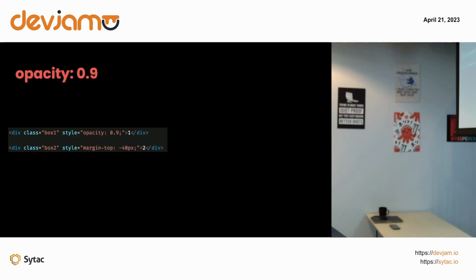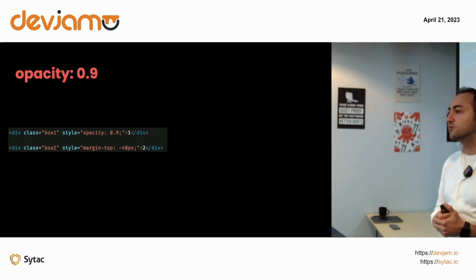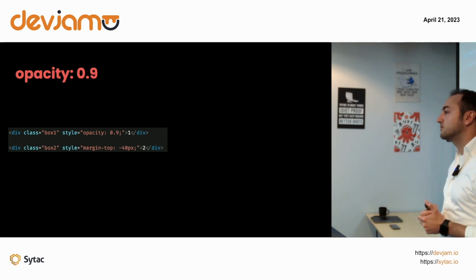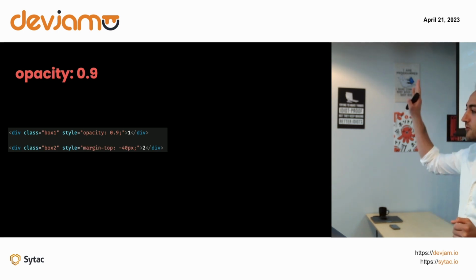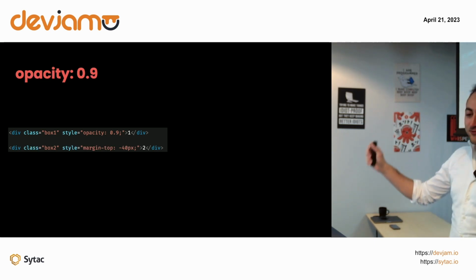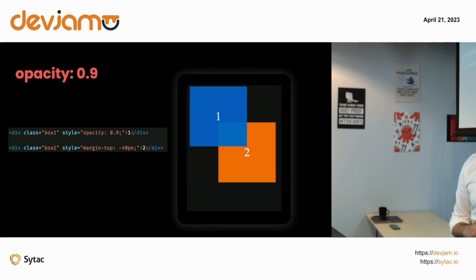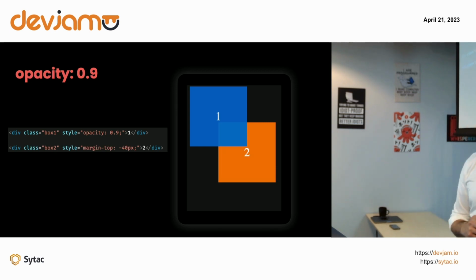I have the same code as before. So box 1 and box 2, and box 2 has a negative margin of minus 40 pixels, but box 1 now has opacity 0.9 or 0.9999. So who thinks box 1 will be on top? Who thinks box 2 will be on top? Great, you are all in the perfect talk today, because actually box 1 will be on top. And I know this is confusing, but it will not be after this talk.